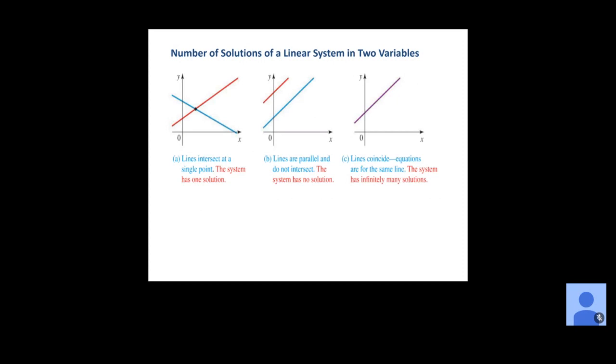And so here's graphically what we mean by each one of those situations. Again, one solution means we have one point of intersection. That's that first graph. We could also have parallel lines that never intersect. That would be the second graph. That's no solution. Or we could have two lines that coincide. They're right on top of each other. They're the same line. And that's going to give us infinitely many solutions.